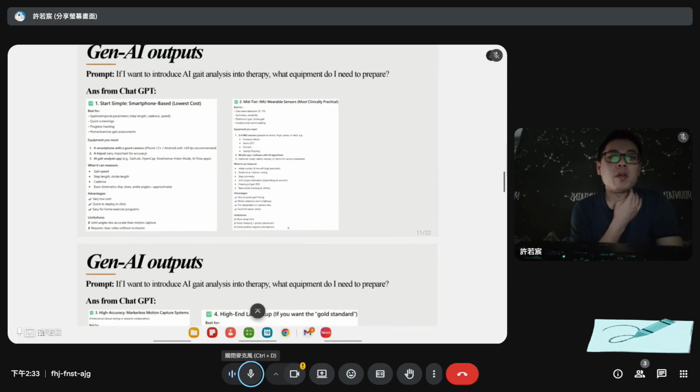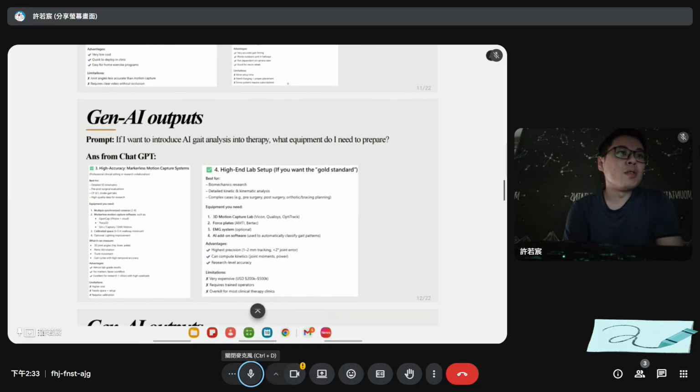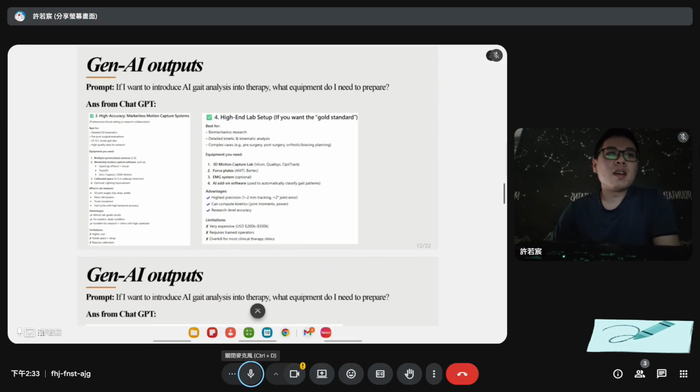The response from ChatGPT is again based on the studies it mentioned above. It lists four approaches arranged from easiest to most difficult. The easiest one is to use a smartphone-based method. The mid tier would be using IMU wearable sensors. If you want high accuracy, you could try a markerless motion capture system. And if you have a high-end lab setup, you could get the gold standard.